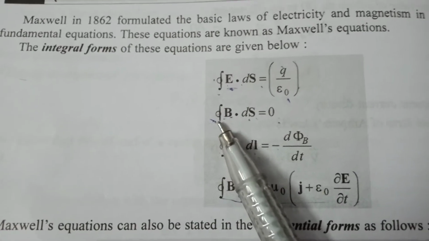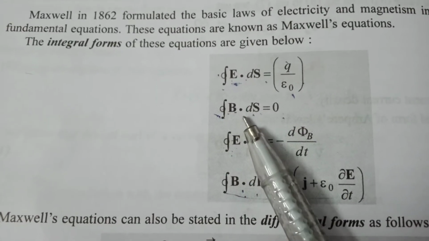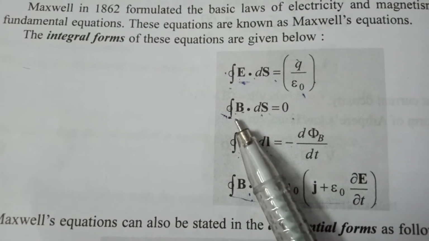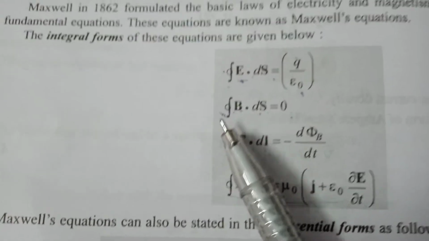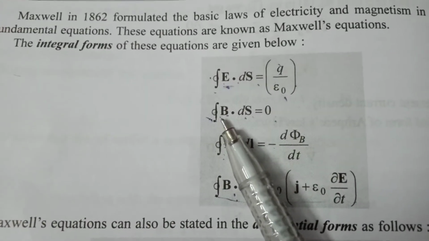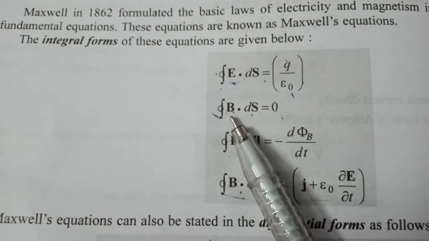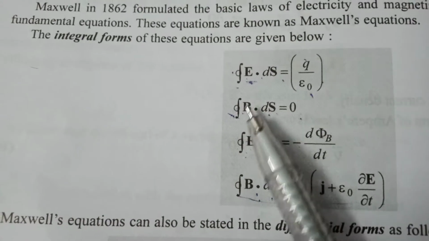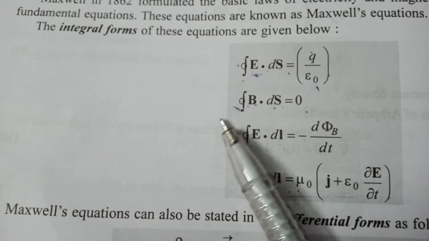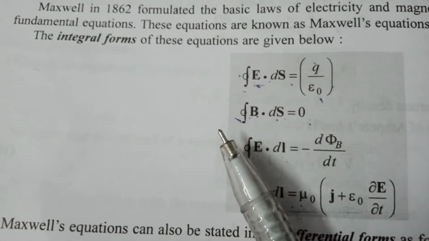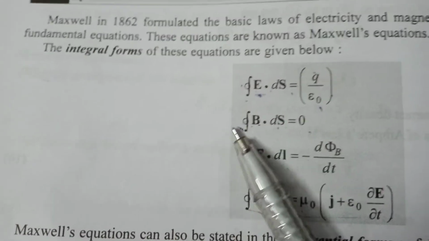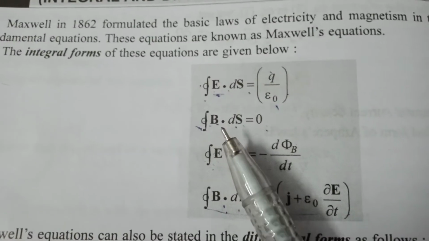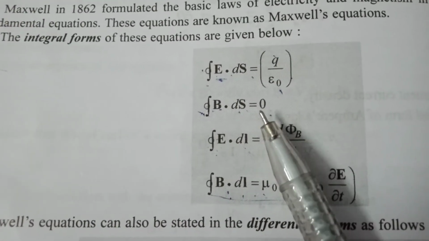Second one. Integral over a closed surface, B dot ds is 0. B is strength of magnetic field or magnetic flux density. So over a closed surface, magnetic flux density is 0, because we know that magnetic lines of force start at the north pole and end at the south pole outside. But inside they go from south to north, that is, they are closed lines, and hence the magnetic flux density over the entire surface is always 0.